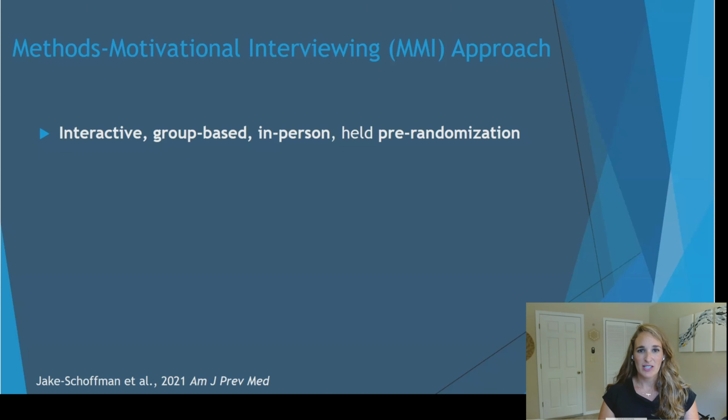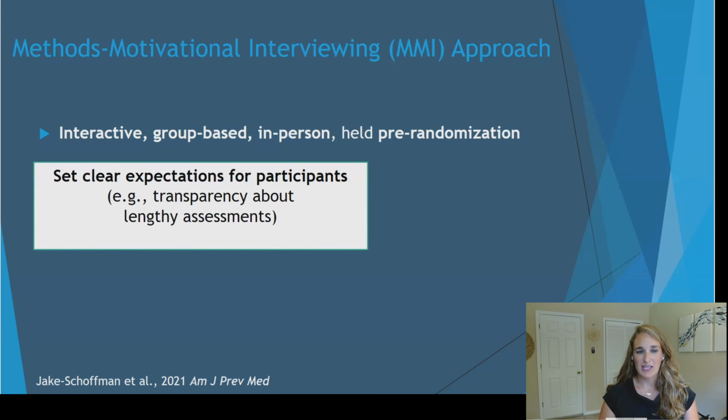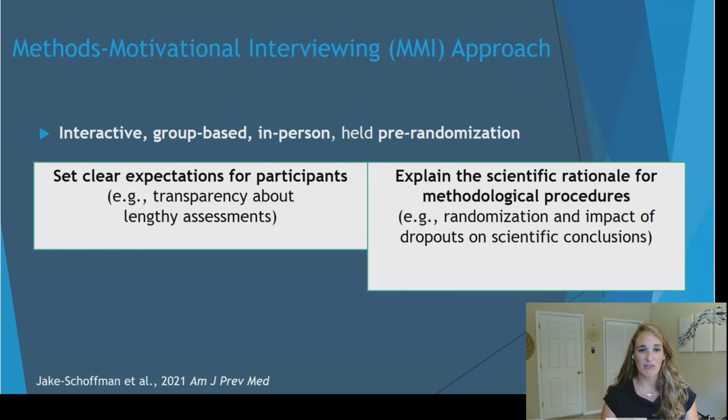These orientation sessions in the past have been held as interactive, group-based, in-person sessions, and they're held pre-randomization. I'm going to talk about the general methods that are part of this, and then ways that we've adapted these procedures for some of our trials, including remotely delivered interventions. There are 4 key components to this approach, and we've described them in more detail in a recent publication that we'll link to as well.